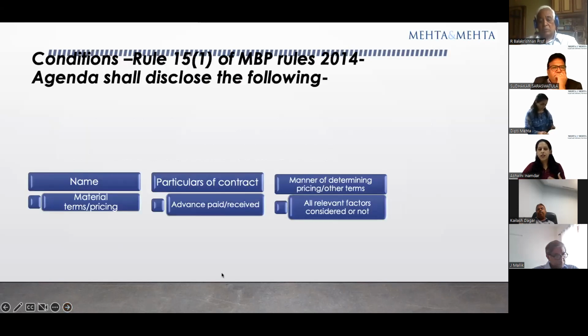So as I said, this is an important criteria when you're presenting before the board for the approval. What are the information that you have to place? That is the name of the related party, the particulars of the contract, then the manner of determining price, other items, material terms and pricing, advance paid received, all relevant factors you have to place before the board before getting their approval for any related party transaction from 188(1)(a) to G.